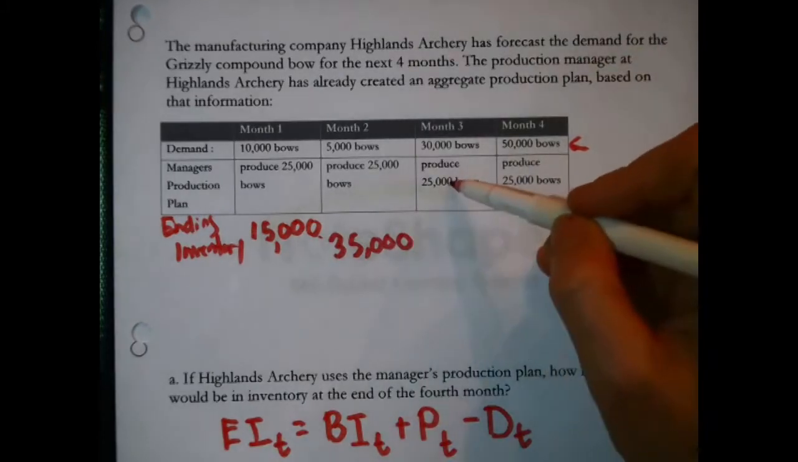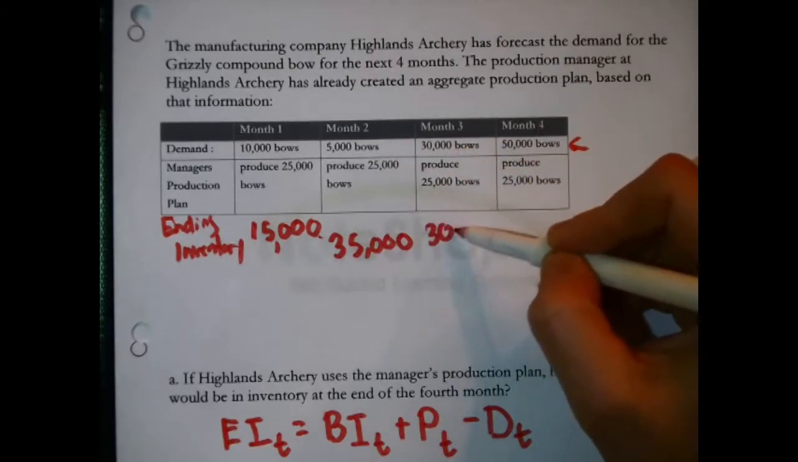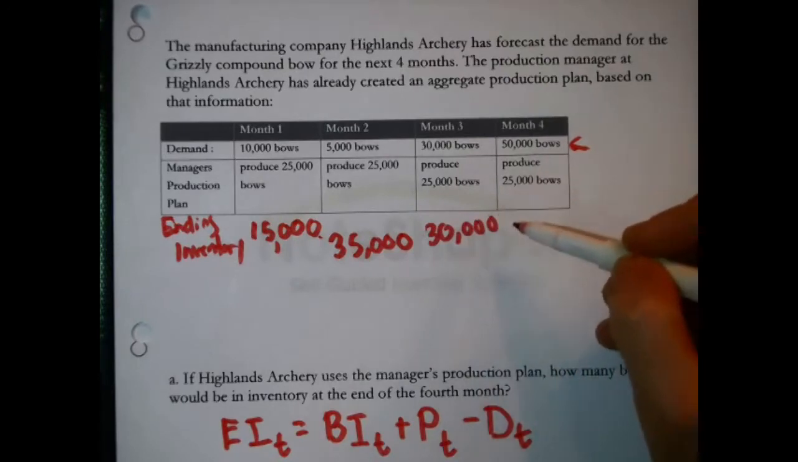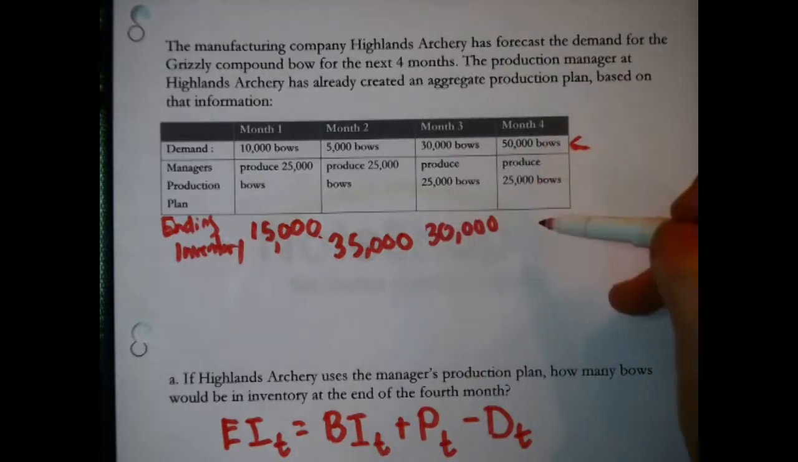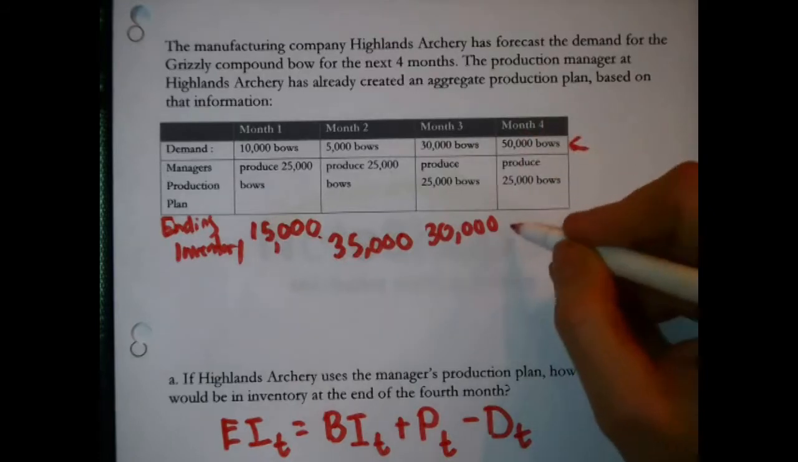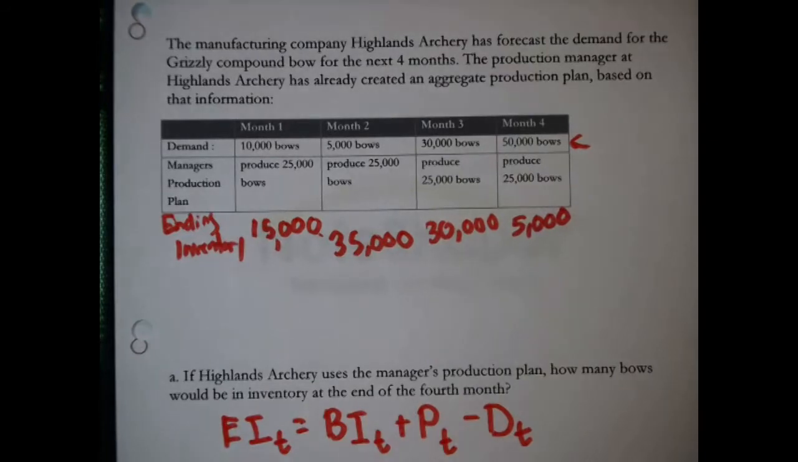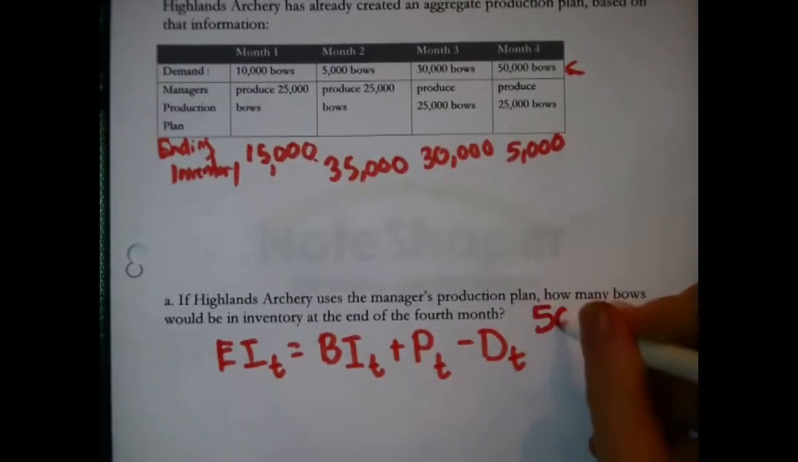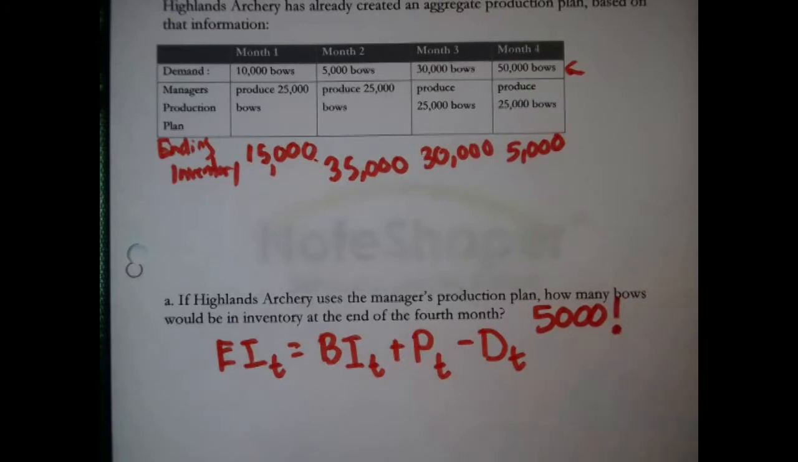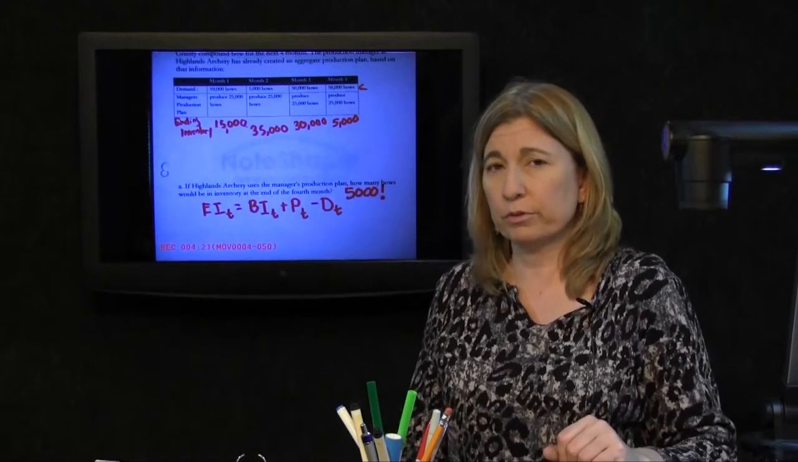Then 35,000 plus 25,000, we're up to 60,000. Minus 30,000, we're knocked back down to an ending inventory of 30,000 for the end of month 3. And then for month 4, 30,000 plus another 25,000 is 55,000. Minus 50,000, that was a big month. The ending inventory at the end of month 4 would be 5,000. So that's actually the answer to that particular question. They would end with 5,000 grizzly compound bows in inventory.